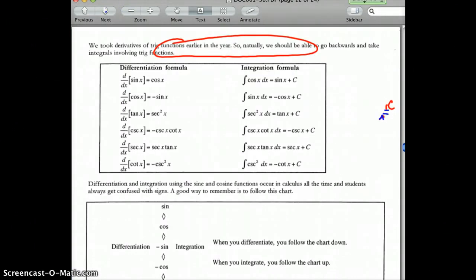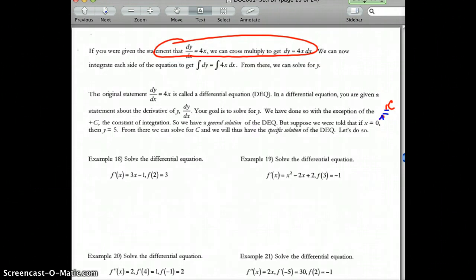I want you to go to this page in your packet, so page ahead a little bit. Maybe if they can pause the video here and let you find this page. And we're going to talk about one new topic.